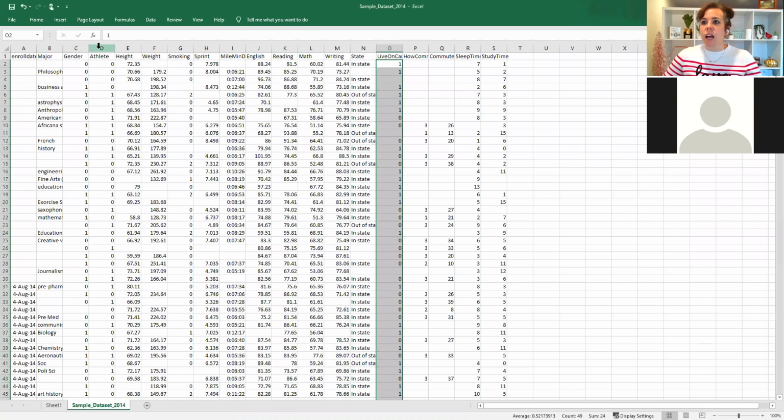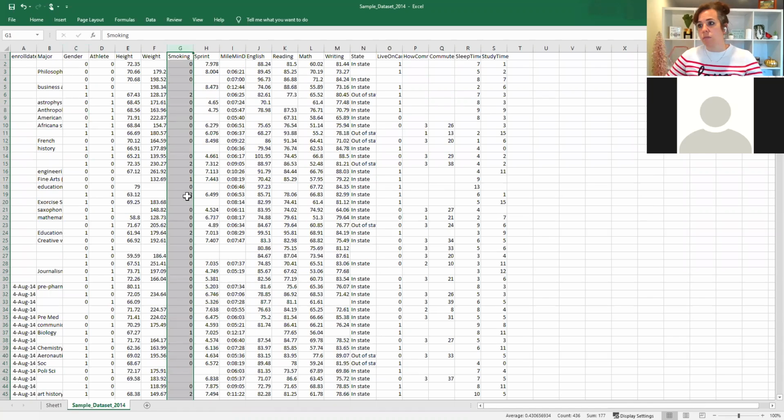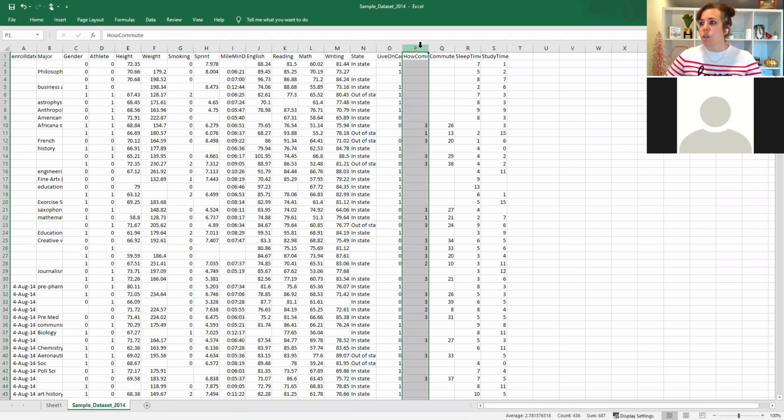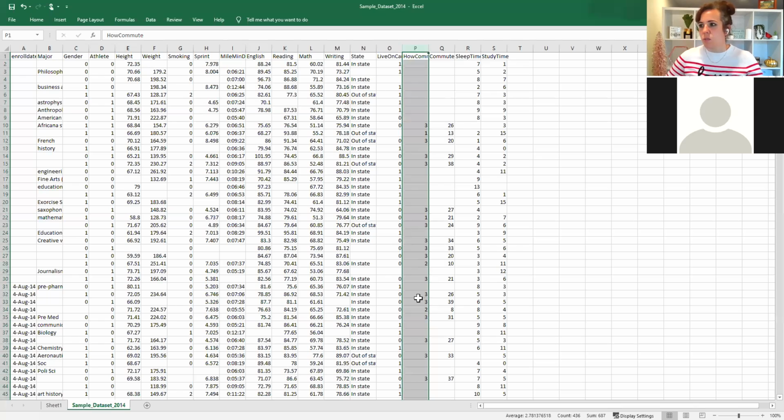I would want to focus on some of these right here that are just zeros and ones, right? Like they're just simple yes, no, like gender, male, female, athlete, yes or no. Smoking, this is actually in 3 categories. Never smokes, smokes occasionally, smokes frequently. Do you live on campus? Yes, no. Do you commute? This is in terms of mileage. Anyway, we'll use this for the final project. But this is to give you an example.